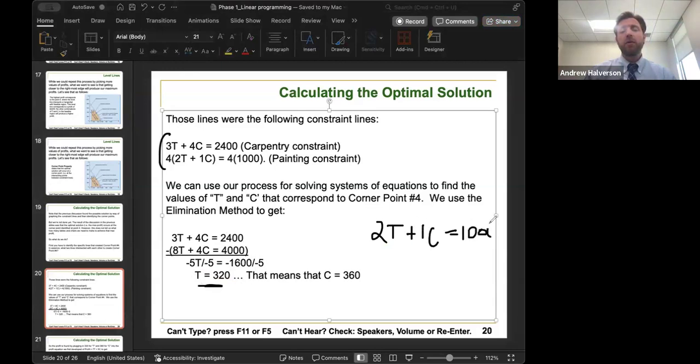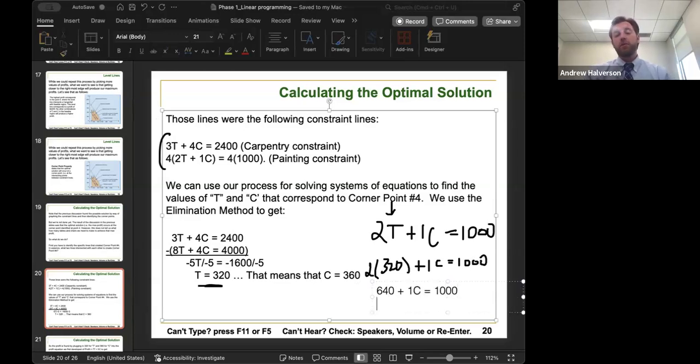2t, plug in the value of t. So that's 2 times 320. I'm gonna type here in just a second because my handwriting is terrible. So this is 640. 1c is 1,000. Subtract 640 from both sides, and we get 1c is, I'm going to cheat and look at the answer. There it is. That's how we get 360. Plug the value 320 in for t, and then solve for c. So now we know to maximize our profit, we need to make 320 tables and 360 chairs.